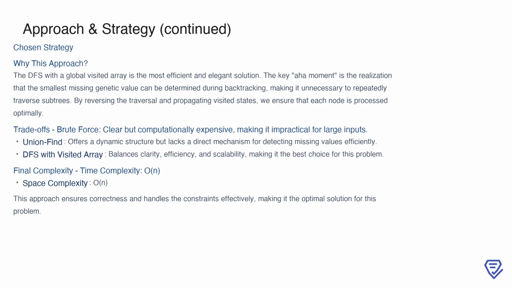The key breakthrough lies in recognizing that the smallest missing genetic value can be determined during the backtracking phase. By propagating visited states during the reverse traversal, we avoid redundant subtree traversals and ensure that each node is processed optimally. Comparing alternatives, the brute force approach, while simple, is computationally prohibitive for large inputs due to its O(n squared) complexity. Union find, though dynamic, does not provide a direct mechanism for detecting missing values efficiently.